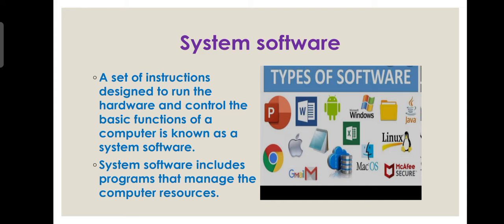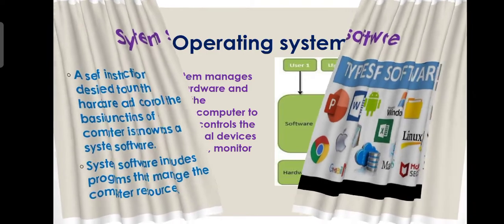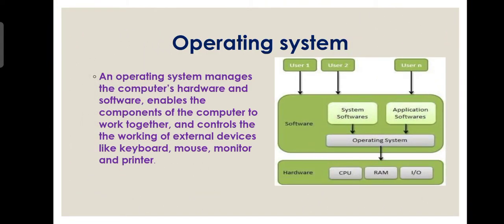We have already done system software. All of us have understood what a system software is. Let's move on to its types. So the first type is the operating system. An operating system manages the computer's hardware and software, enables the components of the computer to work together, and controls the working of external devices like keyboard, mouse, monitor, and printer.